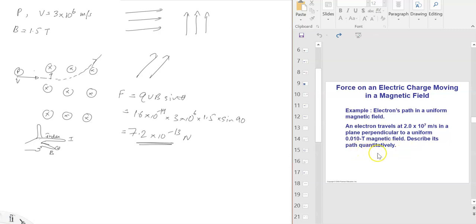Describe its path quantitatively. It means it moves in a circle. What is the radius of the circle? Now here's an interesting question. You know that when there's a force, it pushes the charged particle into a circular path. But how big is this circle? That depends on all these factors: how much force it's getting, what's the mass of this thing, how fast it's moving. Think about centripetal force equations. You should be able to figure out the radius.